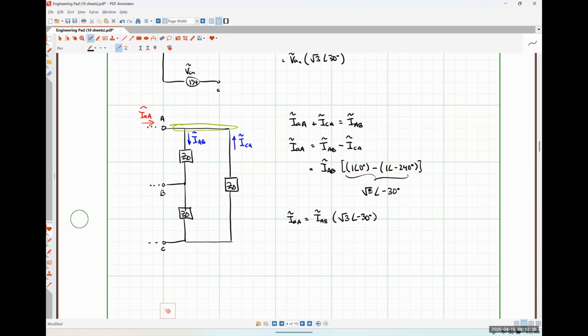So those are all of the different cases for multiplying or dividing by root 3 angle plus or minus 30. And if you can't remember whether it's plus or minus 30 or whether you're dividing or multiplying by root 3, you can always go back to those fundamentals of applying Kirchhoff's voltage law around a simple loop or applying Kirchhoff's current law at a node to get those relationships within a step or two.